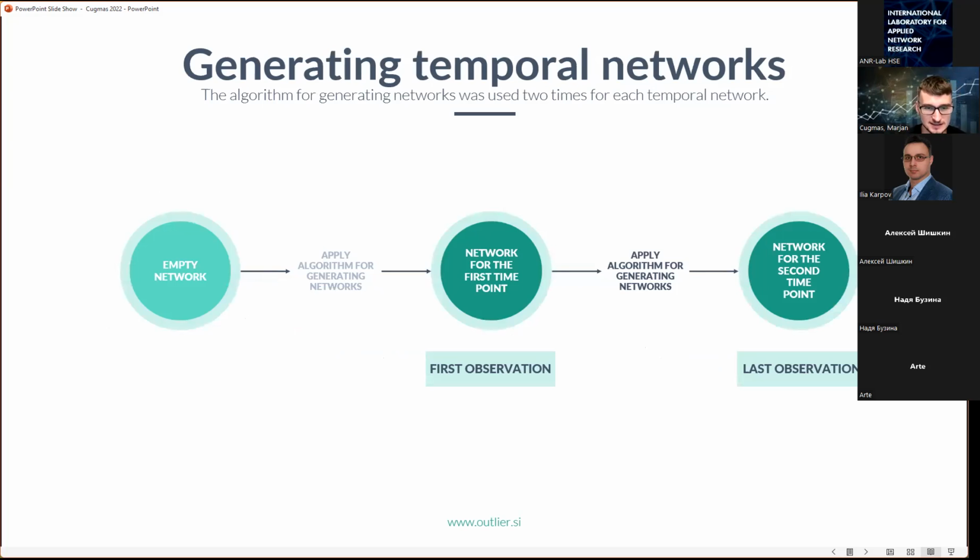And then we generated networks for the two time points only. In the future, we might change this, but for now, we have just two time points. We start with an empty network as an initial network, and we apply this algorithm to the empty network. So we end up with a network for the first time point, and then we apply this algorithm again, and we end up with a network for the second time point. So we have two observations.